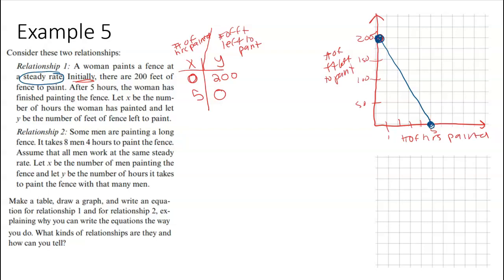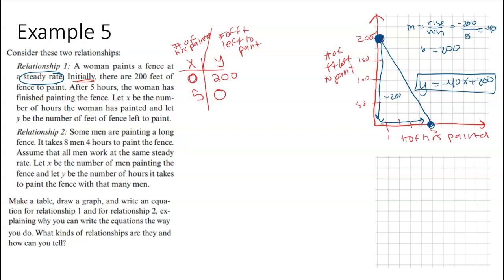So here, what is our slope? You could use the formulas from the previous videos, or you could remember that slope is rise over run. So we're going to start at this point. We rise by going down 200, and we're going to run to the right, so positive 5. So our slope is negative 40, and our y-intercept is 200. So our equation here is going to be y equals negative 40x plus 200.